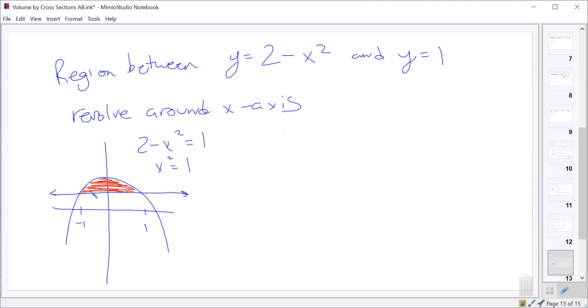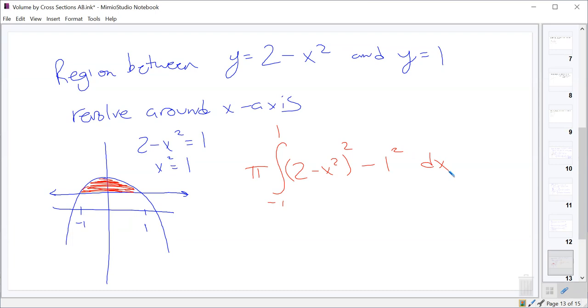And we are talking about this region right here, which is not pushed up against the x-axis at all, right? So we're going to do pi times the outer radius squared minus the inner radius squared. Pi integral -1 to 1. Your outer radius will be your upper function, so that will be 2 minus x squared. Your inner radius will be the lower function, which is 1. Minus 1 squared. Don't really need the squared on it, but good habit to put it there. Then we'll just simplify and evaluate.